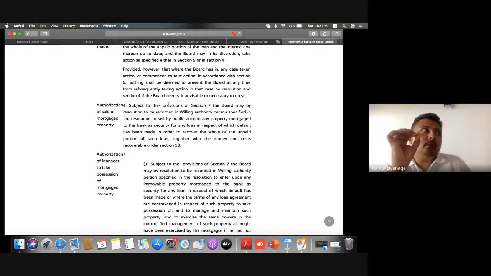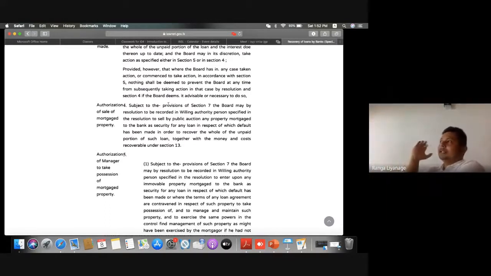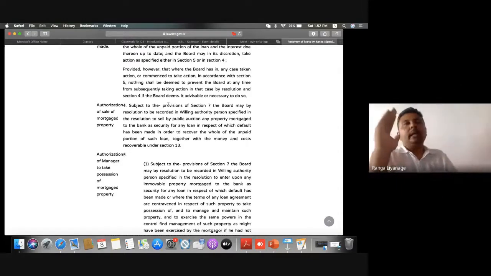Now, Section 4 provides that, subject to certain provisions in Section 7, the board may by resolution, to be recorded in writing, authorize a person specified in the resolution to sell by public auction any property mortgaged to the bank as security for a loan, together with money, cost and interest recoverable under Section 13. So what you can recover is covered under Section 13. Please keep these sections in mind. It's very important. That's why I'm going over it word by word.